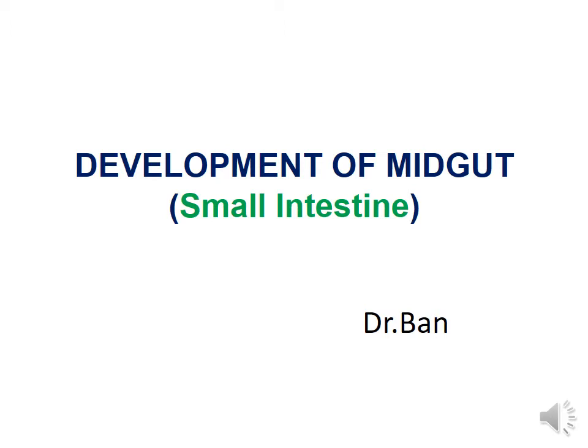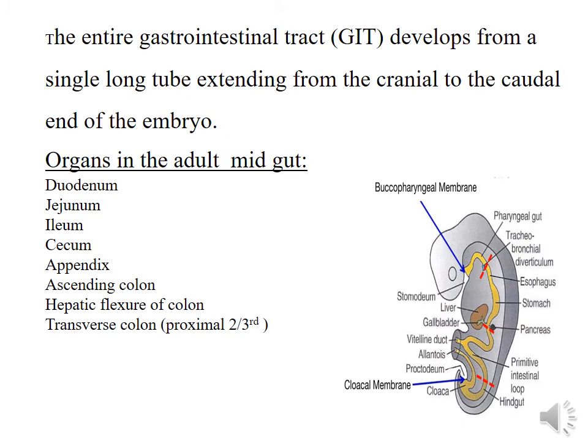Our lecture will be about the development of the midgut or the small intestine. The entire gastrointestinal tract develops from a single long tube that extends from the cranial to the caudal end of the embryo. As you can see here in this picture, this is the gut tube. This is the cranial end, extends down to the caudal end of the embryo.